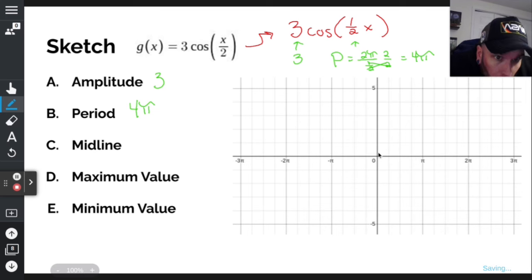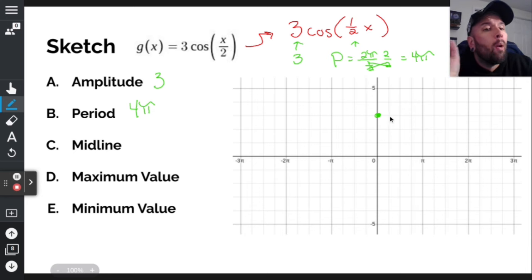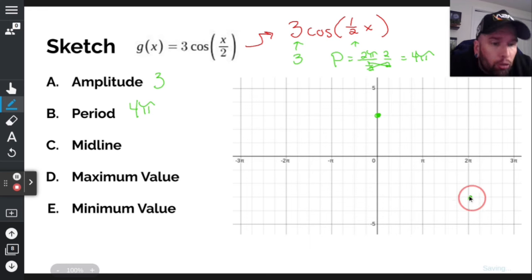Okay, this is a cosine, which starts at 3. The period is 4 pi, which means I don't have room for 4 pi, so I can't go up here and start all over again. I didn't leave myself enough space, so this is how I'm going to view it. If I max out here, I'm going to bottom out at half of my period. So I'm going to bottom out here at negative 3 at 2 pi, which means I cross the x-axis at regular pi, and I'm going to come back up and hit it again at 3 pi.